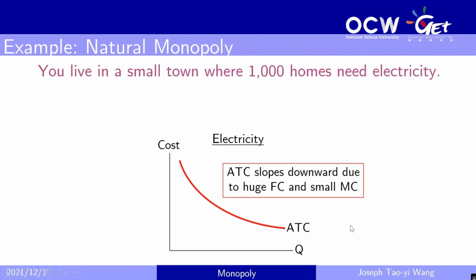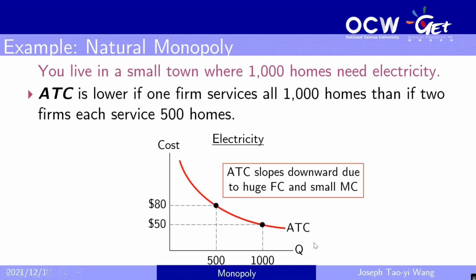Okay, so because of this downward sloping average total cost curve, if you have one firm provide for everybody, then the average total cost is only $50, compared to an average total cost of $80. And so it's cheaper, more efficient for society that one firm is providing service for everybody. So here it's solely about the cost structure.